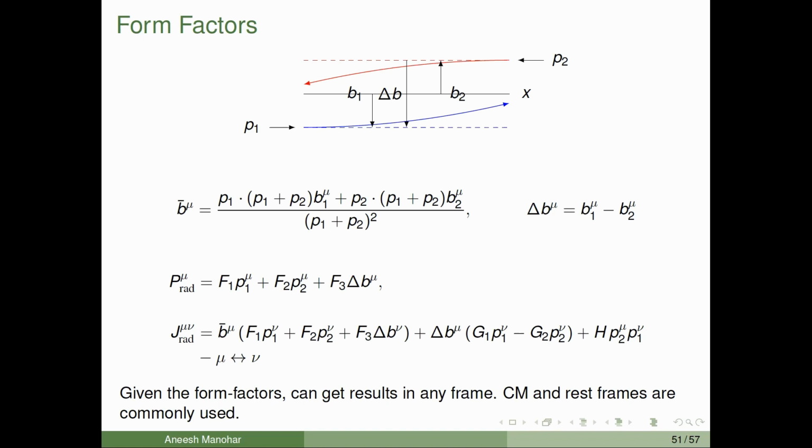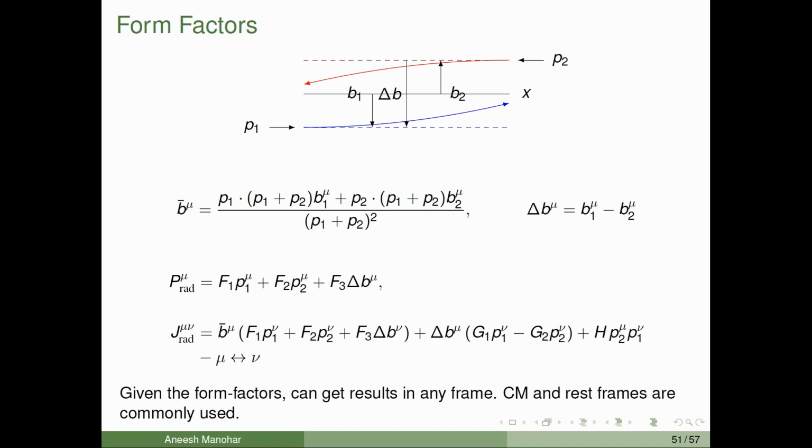The total momentum radiated is some function of the vectors in the problem, which are P1, P2, and delta B. It cannot depend on B bar because the momentum radiated is translationally invariant. If I move the system, B bar changes by my translation parameter, and this can't depend on that. F1, F2, F3 are the Lorentz invariant form factors, I'll write down the variables.